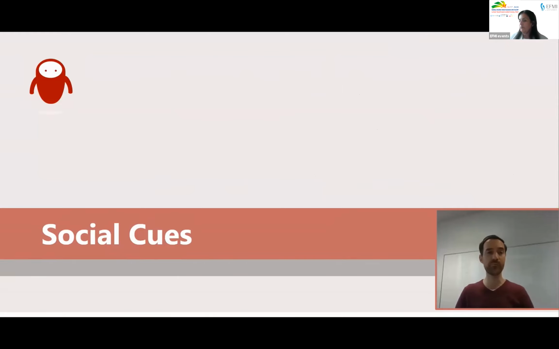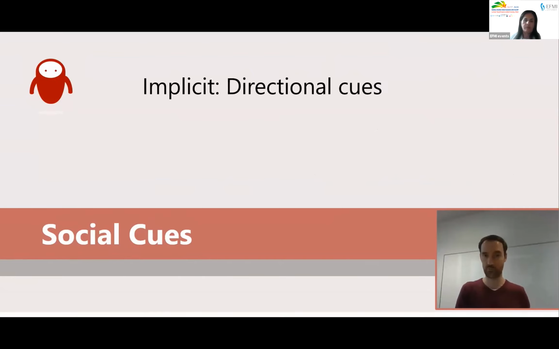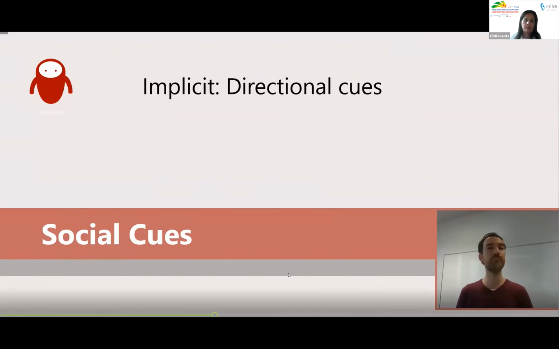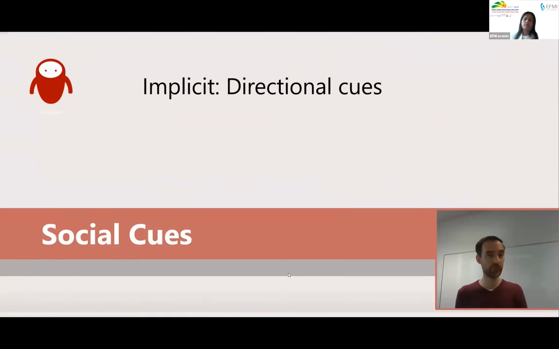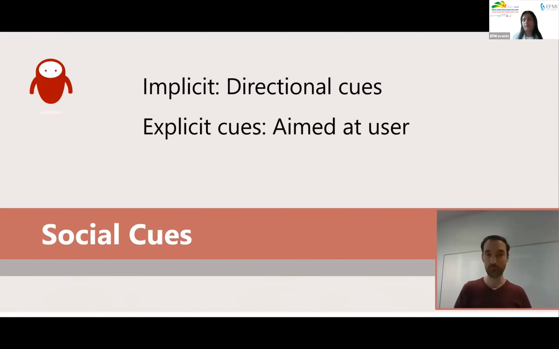Now we can distinguish between different types of social cues. And the first one is what we like to call implicit social cues. And these cues are often directional cues. So the robot could indicate where it is going while navigating in a room. And it does this whether or not a user is paying attention to the robot. So this robot could always be showing where it is going, such that if there's a person close to the robot, then that person should be informed where the robot is going at that point.